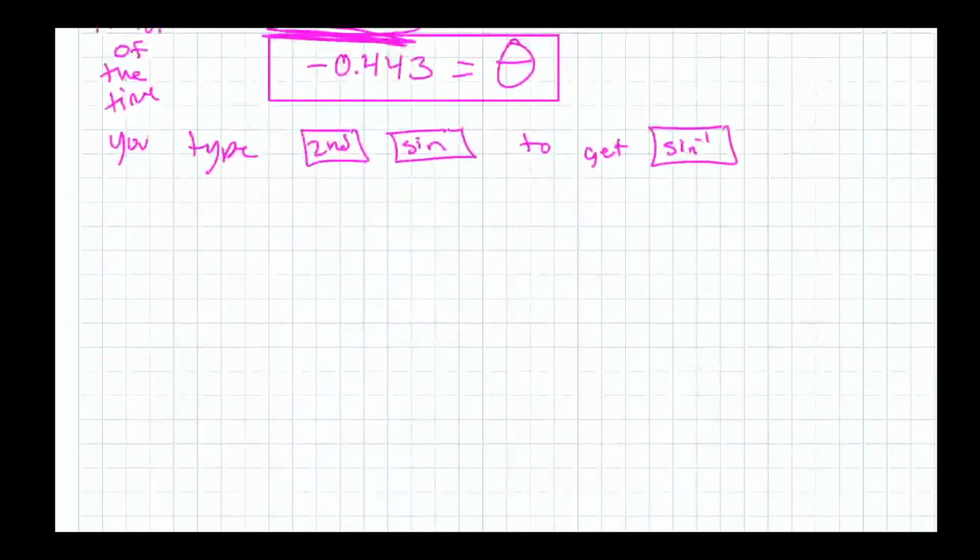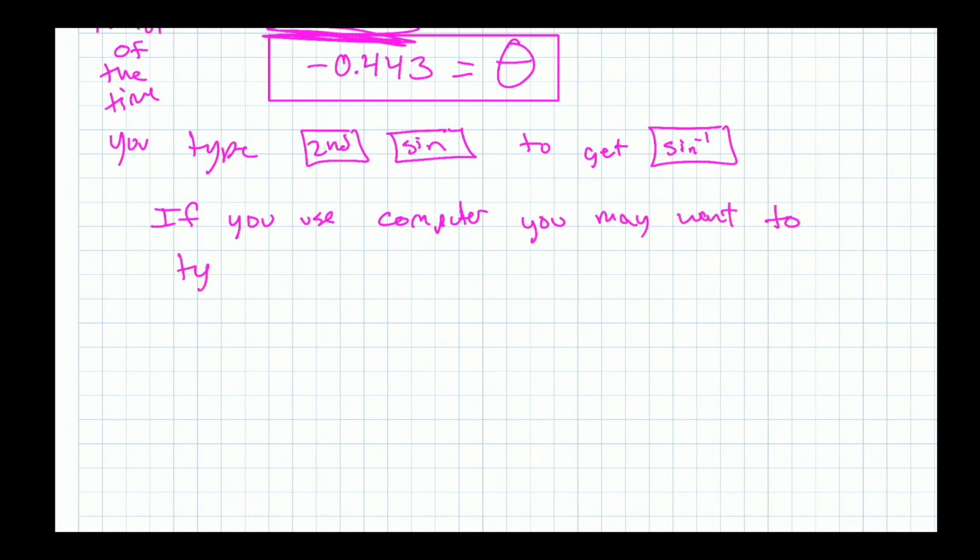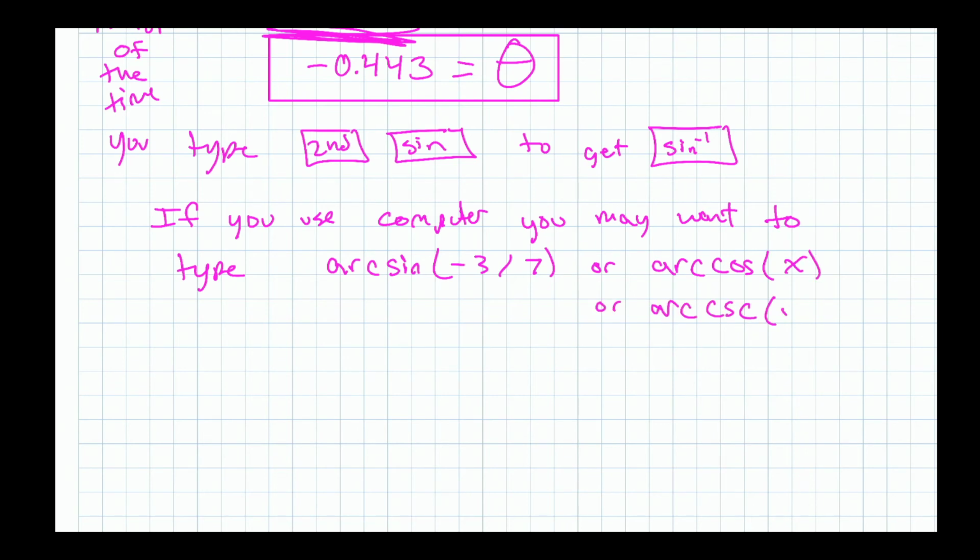So if you're typing, use a computer, you may want to type arc sine like that, or arc cosine, whatever, or arc cosecant, or arc cotangent, or arc tangent, etc. I say etc. There's only one that I didn't write. I didn't write arc secant.